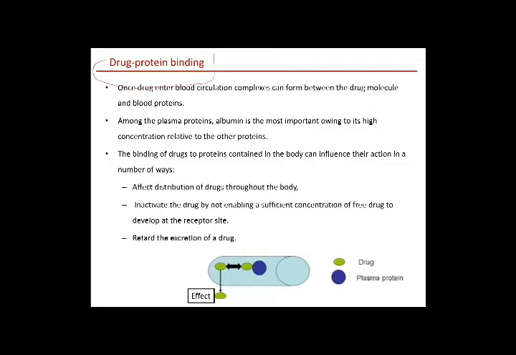Now, drug protein binding, another type of organic molecular complexes.